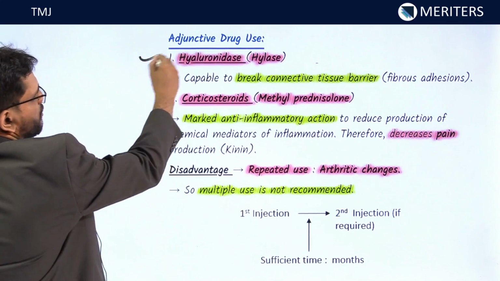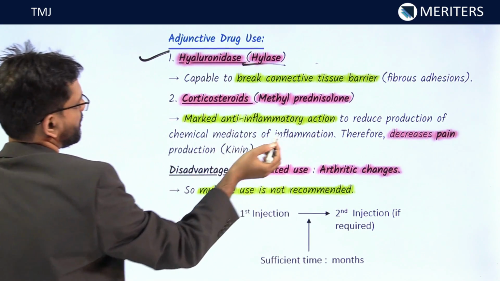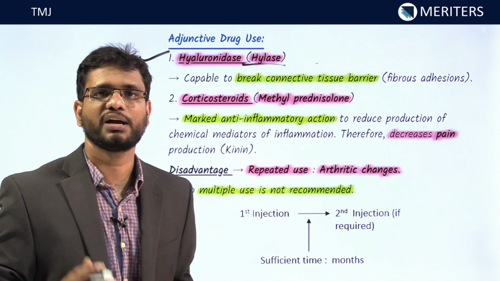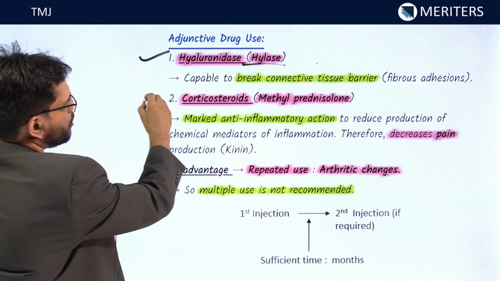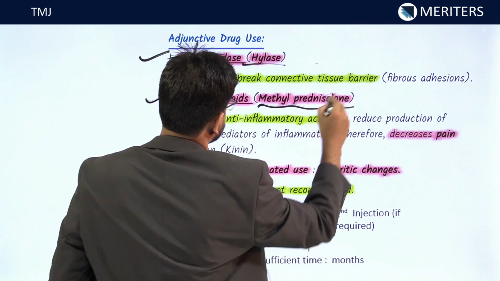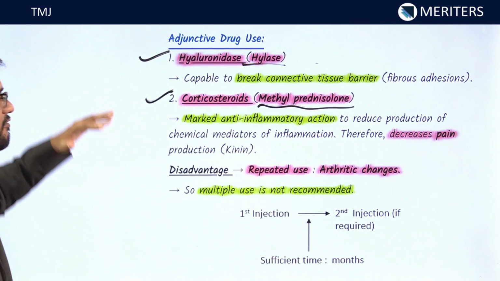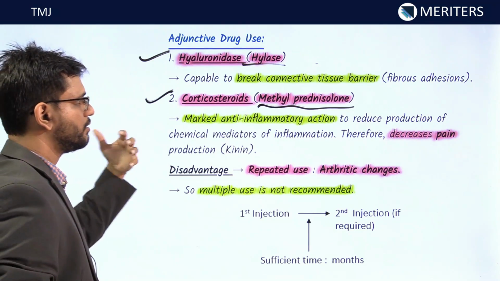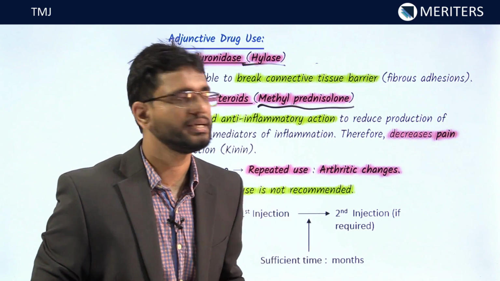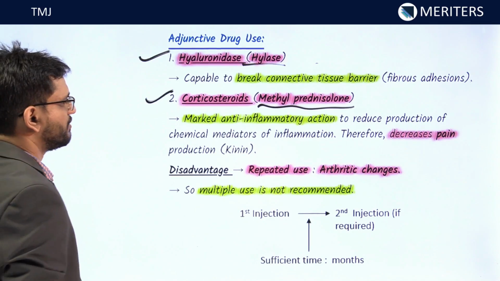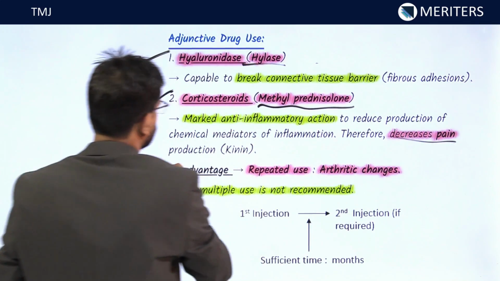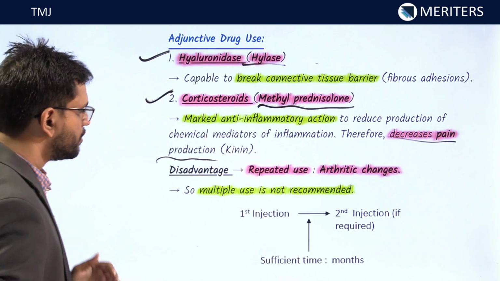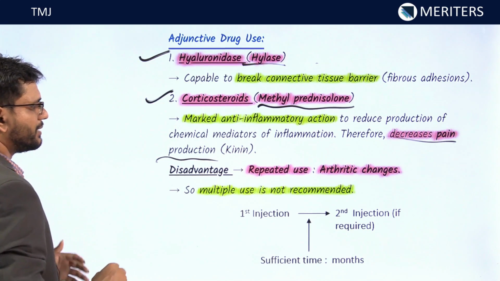So first thing, hyaluronidase, also known by the brand name Hyalase, is capable of breaking the connective tissue barrier, that is your fibrous adhesion. Then you have the corticosteroids, that is your methylprednisolone, and it is going to have a very marked anti-inflammatory action, and that is going to act against the chemical mediators of the inflammation, and that's why it is going to decrease the pain production, right? It is generally produced by the kinin mechanism, right? So we can read about it more in pathology.